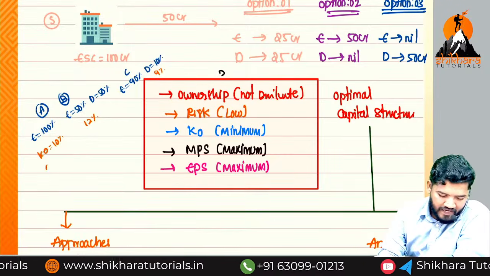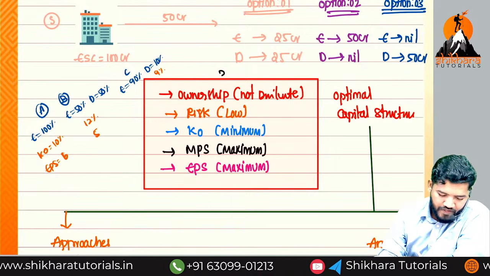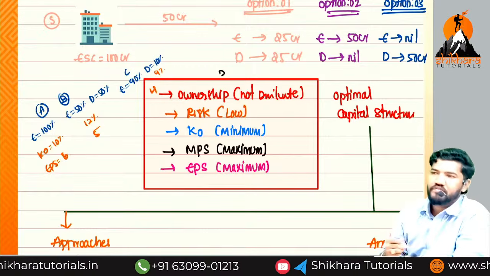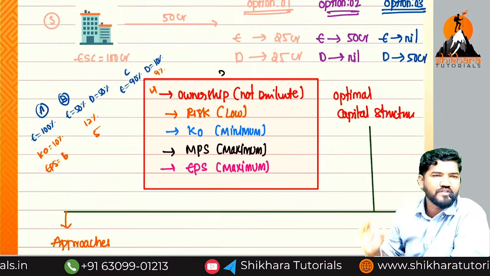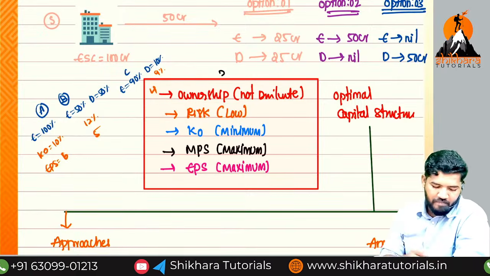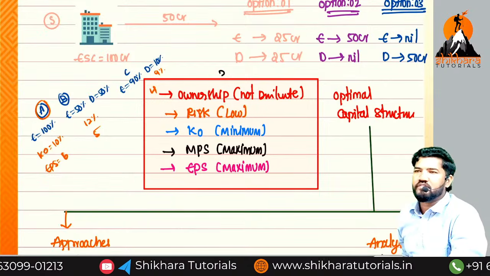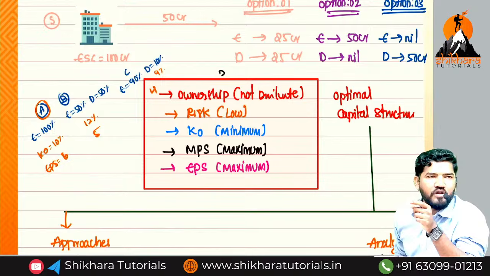For example, I calculated EPS: 6 rupees, 5 rupees, 4 rupees. Here I am not checking KO. I am focusing only on EPS. Now where is the highest EPS? That is the best capital structure, that is nothing but optimal. Do you understand the difference between current capital structure and optimal? Yes or no?